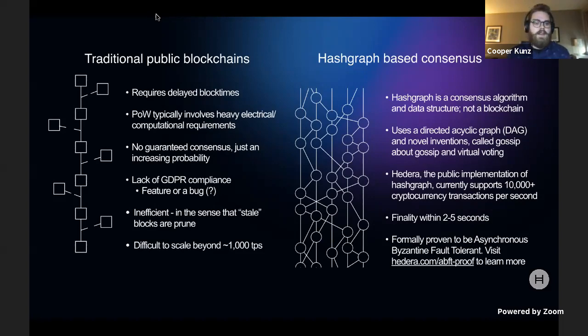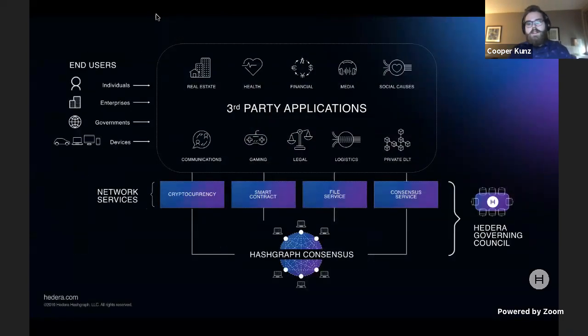To give you a better picture of how the ecosystem looks, you have this Hashgraph consensus at the bottom of the stack. On top of Hashgraph consensus, we have built four network services that are exposed to developers through our APIs. We have our own cryptocurrency. We have support for Solidity smart contracts. We have a file service, and we have a newly announced consensus service. Off to the right, you can see that the Hedera Governing Council oversees and controls this portion of the stack.